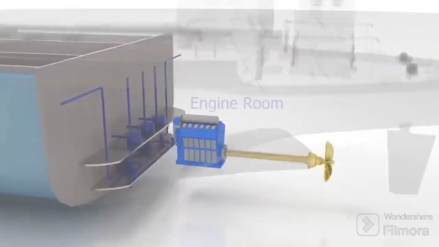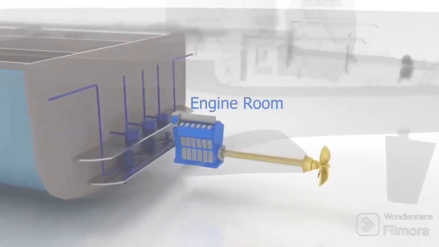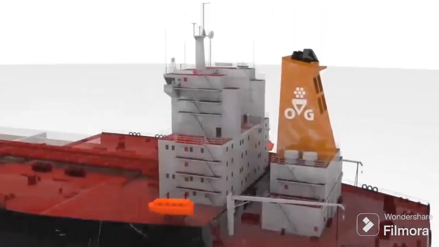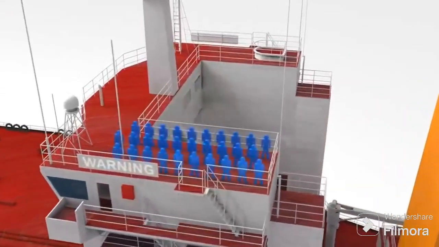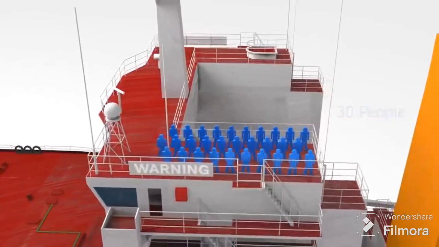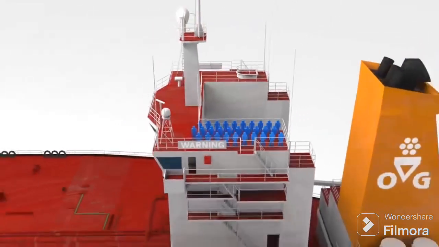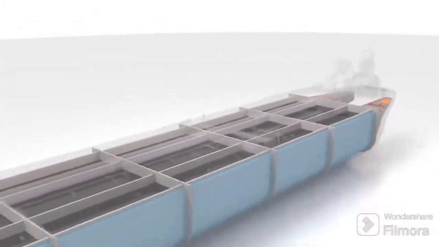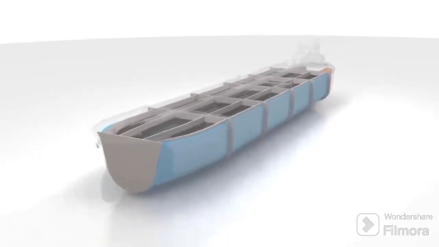And down here is the engine room. This is the pump room. The crew working on this gigantic vessel can number around 30 people. Not all oil tankers have the exact same design. Many ships might have parts located in different spots, but in this animation, this is the basic design principle.